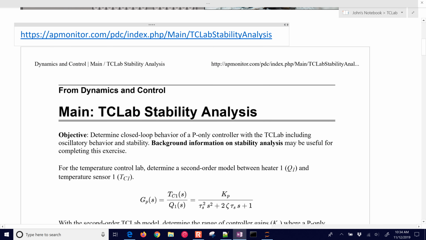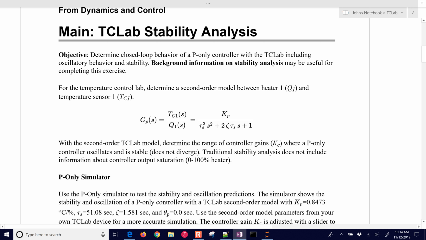Alright, let's go ahead and get started. We want to determine the closed loop behavior of this P-only controller with the TCLab, including oscillatory behavior and stability. We want to be able to use some of the background information on stability analysis. If you select that link, it'll take you to things like Routh array, root locus, and Bode plot.